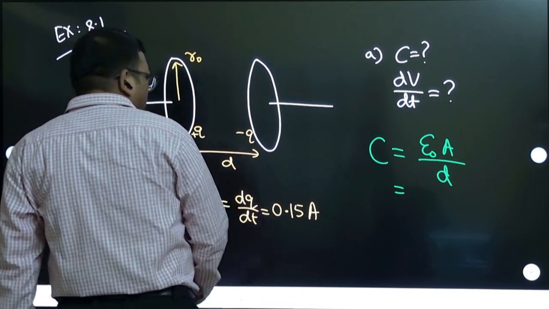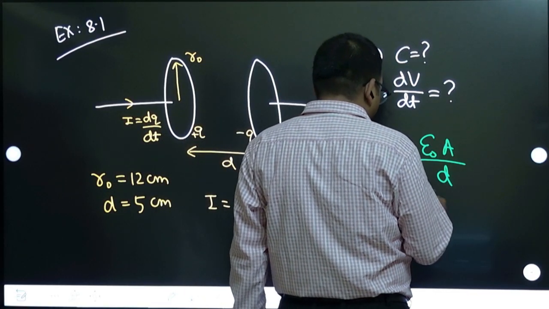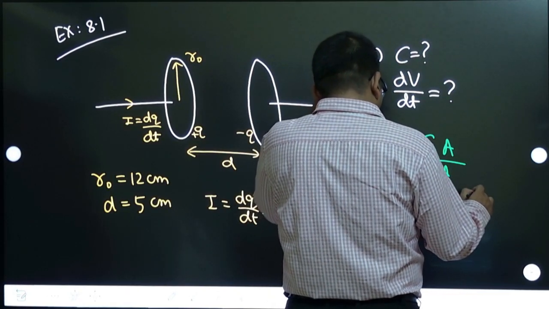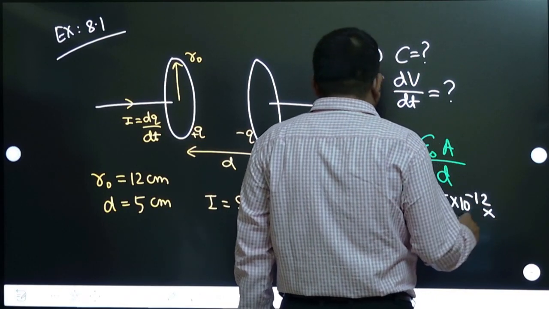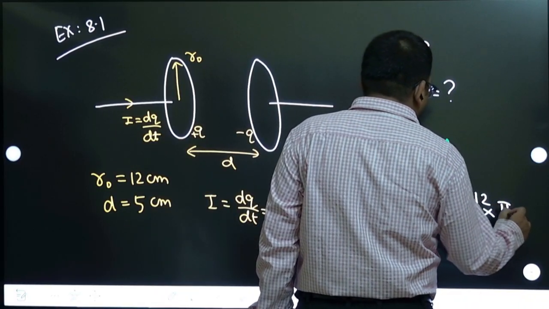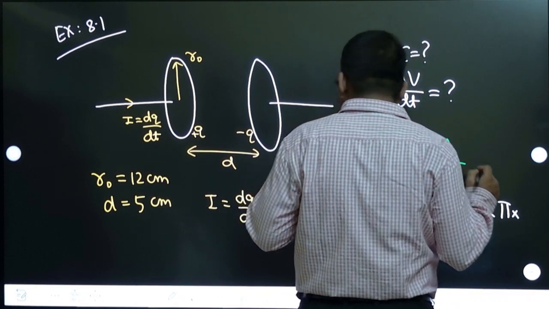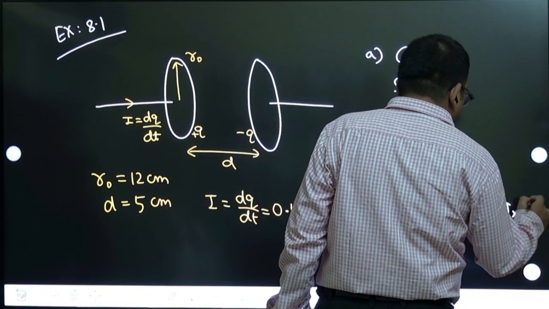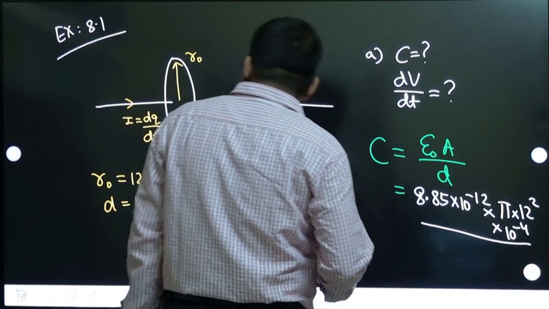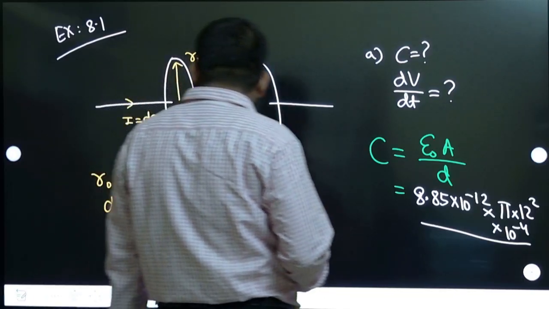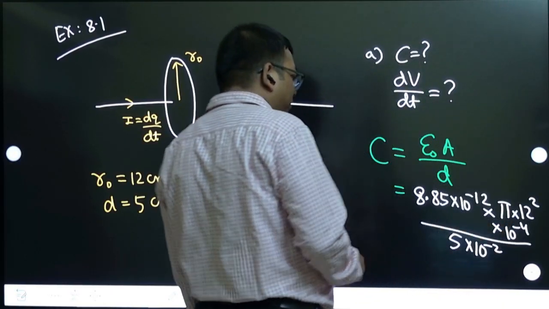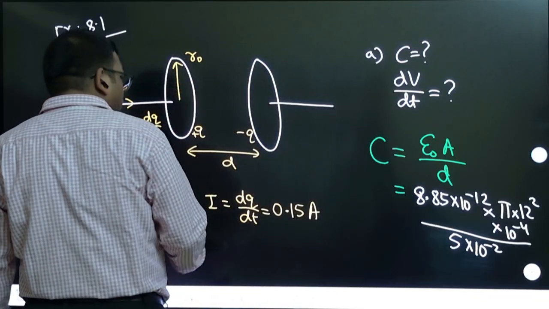Epsilon naught value, all of you know that, 8.85 into 10 to the power minus 12. Area of the plate, pi into r naught square. R naught is 12 centimeter, so 12 square centimeter square means 10 to the power minus 4 will also come, divided by d, distance between is 5 centimeter, so 5 into 10 to the power minus 2. This calculation we have to do.